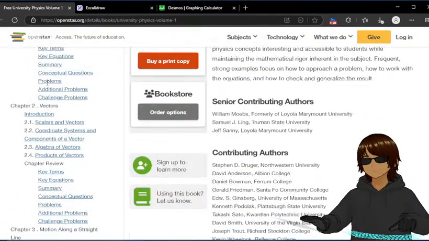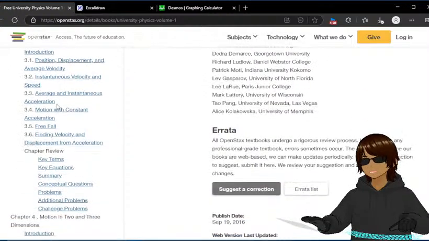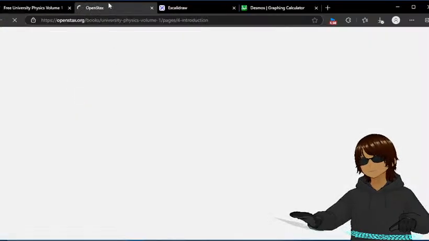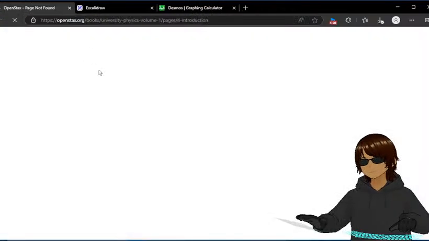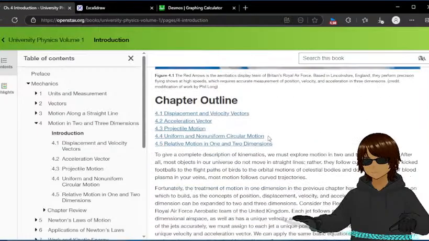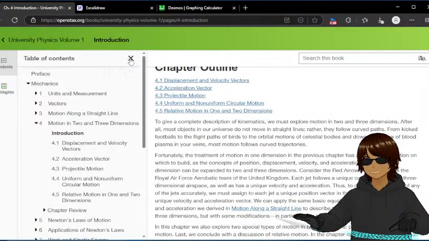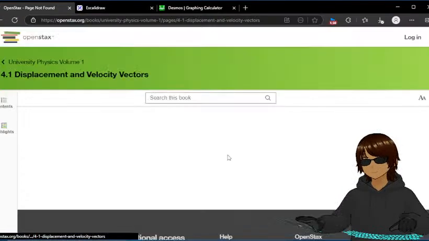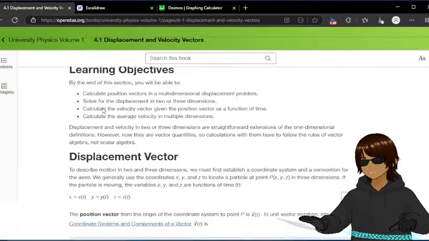So, I read units and measurement, vectors, and motion along a straight line. Now I'm going to read about motion in 2 or 3 dimensions. They will give a complete description of kinematics. We must explore motion in 2 and 3 dimensions. After all, most objects in our world do not move in straight lines, rather, they follow curved paths. Let's just go next.